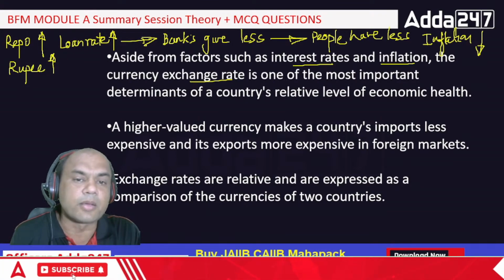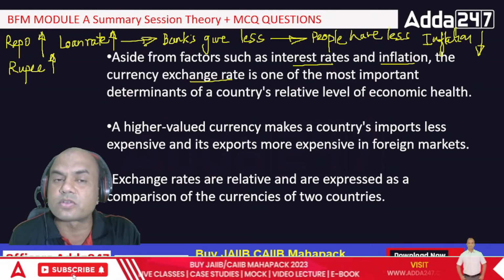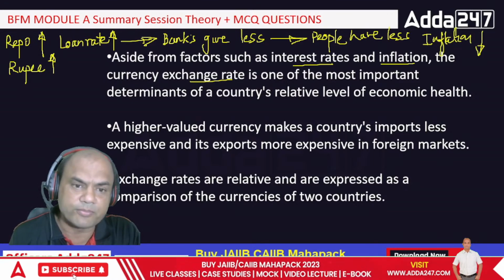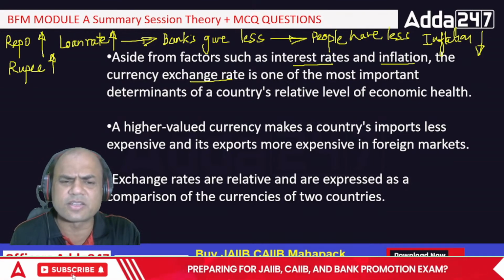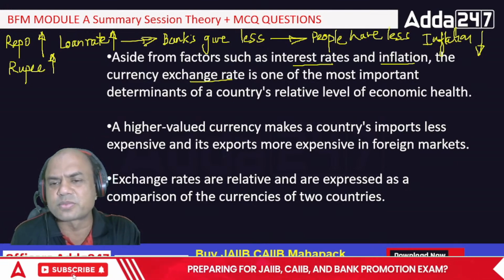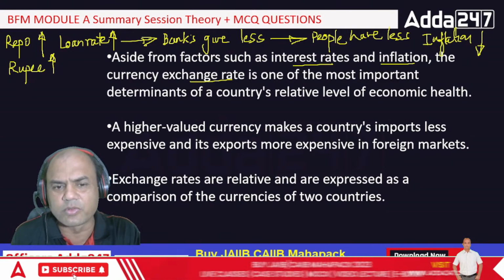Coming back. Aside from interest rate and inflation, the exchange rate is also one of the important determinants. A higher valued currency makes the country's imports less expensive. Now this you know already. It makes its exports more expensive in foreign markets. Done already. Okay, move on.